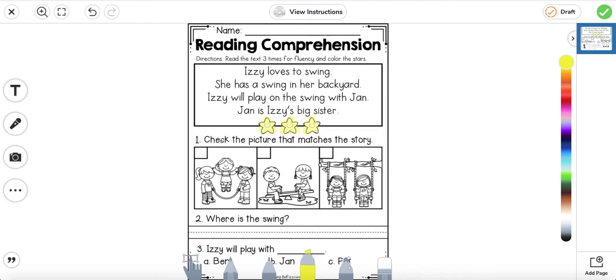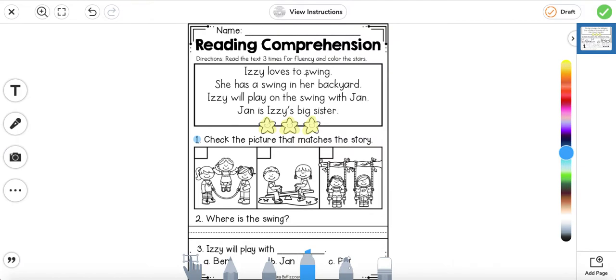Okay, number 1. It says, check the picture that matches the story. And we're going to go ahead and use the story to find our answers. So let's look at the pictures. Here we see 3 people jump roping. The second picture we see 2 people playing on the seesaw. And the last one we see 2 people swinging. So we know that the story, we want to match the story.